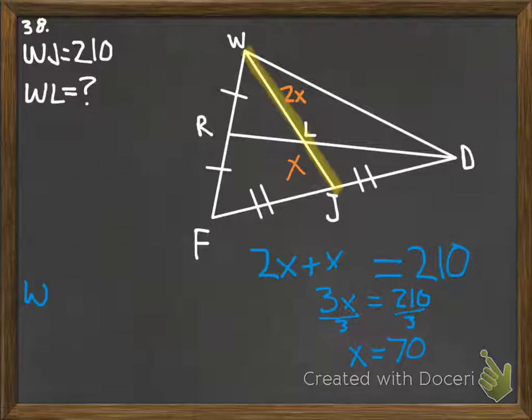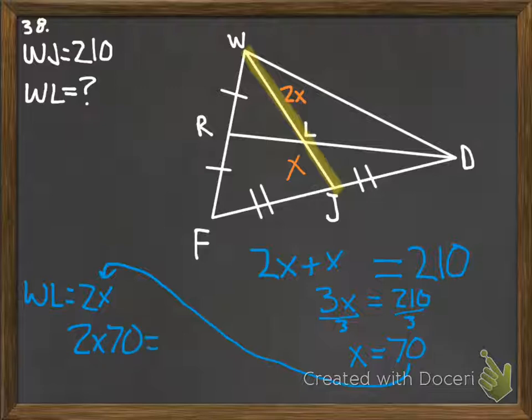But we are not done because x is 70. If you look up, x is the label that goes with LJ. We want to know WL. And WL is 2 times x. So we got to take that 70 and plug it in for x. We get 2 times 70, and that equals 140. So WL is 140. And then in case you want to know, x would be 70. If you add them up, they add back up to 210.